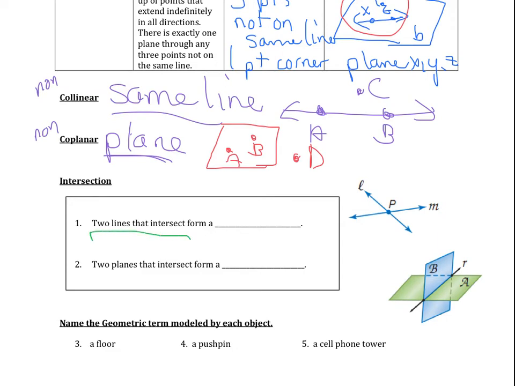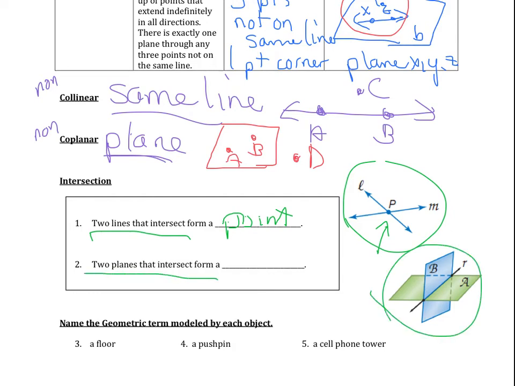So 2 lines that intersect form what is called a point. If you look carefully, you can see 2 lines intersect. They make a point when that happens. 2 planes that intersect, you got that situation right here. What happens there? All that happens is that you create a line. So that's kind of how that situation goes.